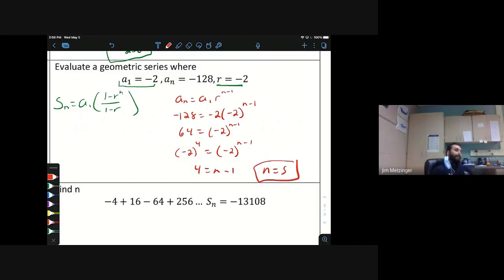Boom. Plug everything in. We can all race Ivan again to see who gets the sum first. So negative 2 times 1 minus negative 2 to the 5th power over 1 minus negative 2. I gave him a head start, and I'll still beat him. Still beat you. Negative 22. I accidentally hit enter halfway through the problem.